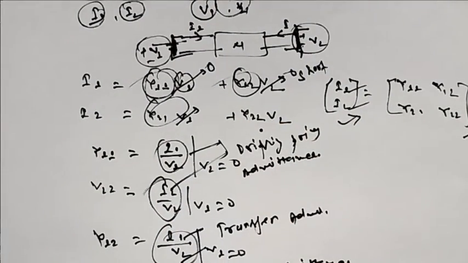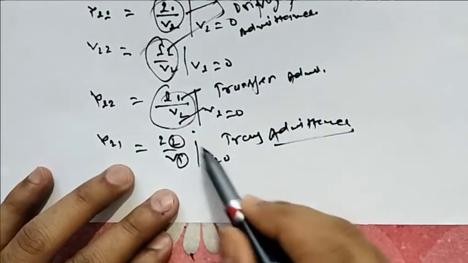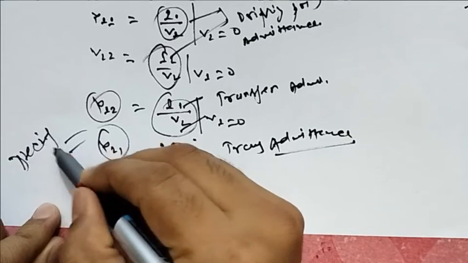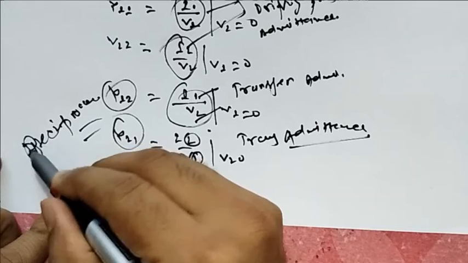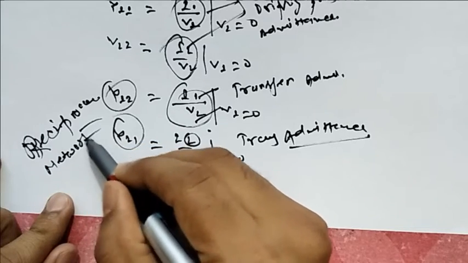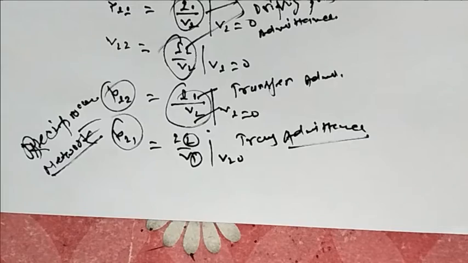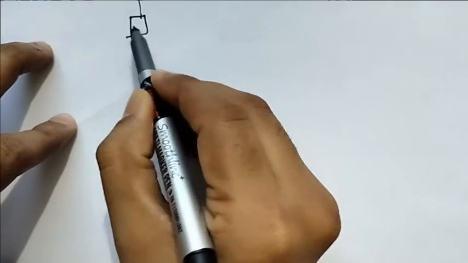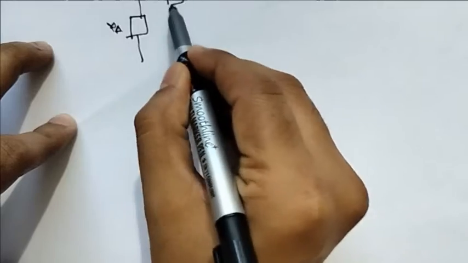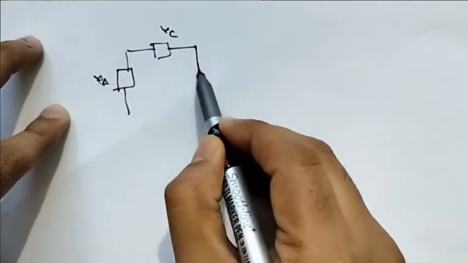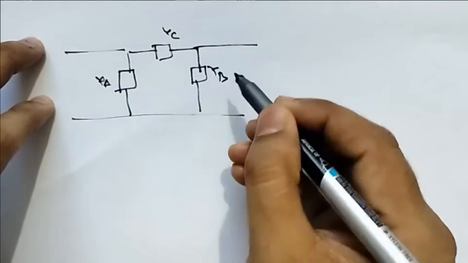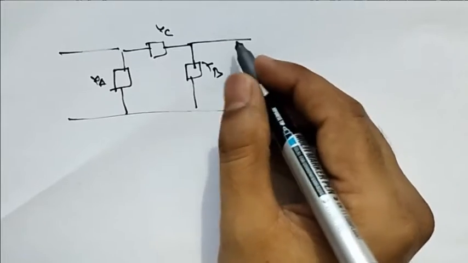Now if these two are equal, then this is called a reciprocal network. This is your reciprocal network, and now we are going to show our connection. Taking one network, suppose I take this network: YA, this is your YC, and this is your YB. Now this is the network that we have taken, YA, YB, YC.